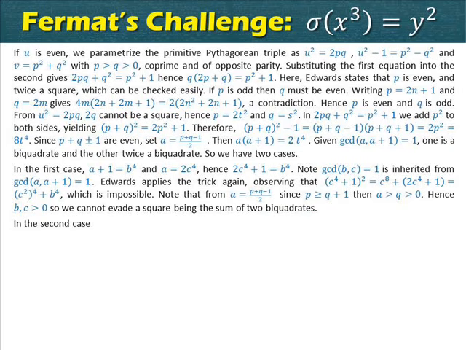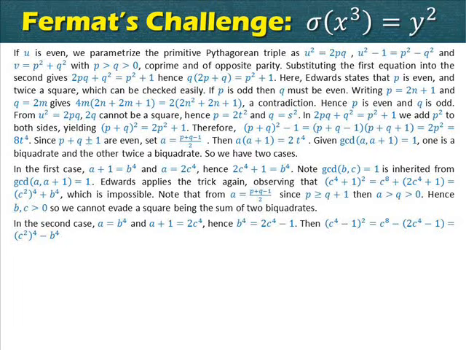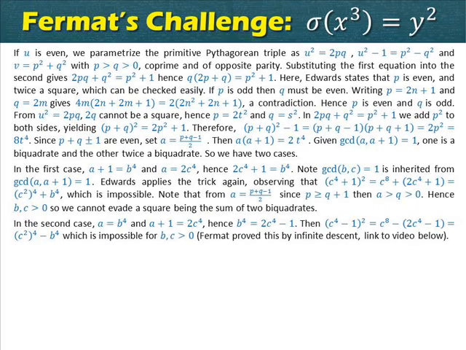In the second case, a equals b raised to the fourth, and a plus 1 equals 2 times c raised to the fourth. Hence, b raised to the fourth equals 2c raised to the fourth minus 1. Then the square of c raised to the fourth minus 1 equals c raised to the eighth minus 2c raised to the fourth minus 1, which equals a difference of two biquadrates, which is impossible for b and c bigger than 0. Fermat proved this by infinite descent.